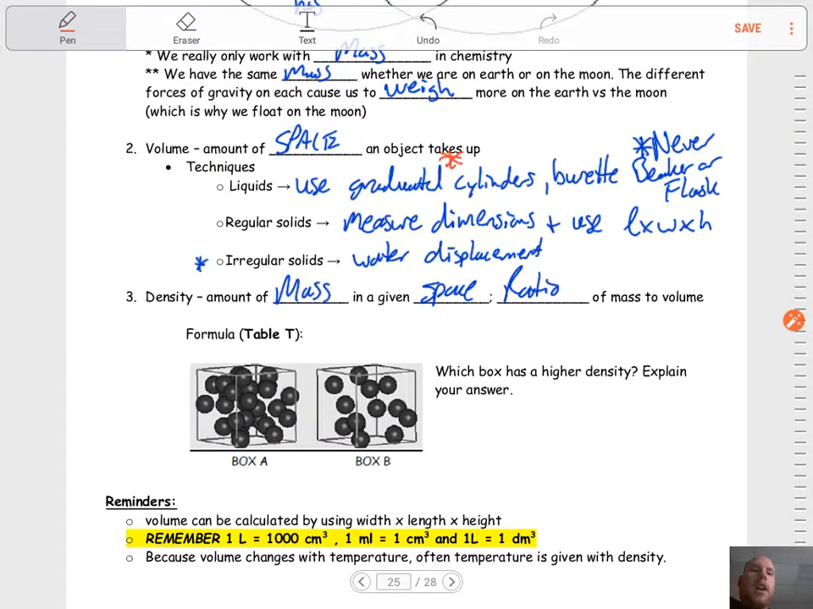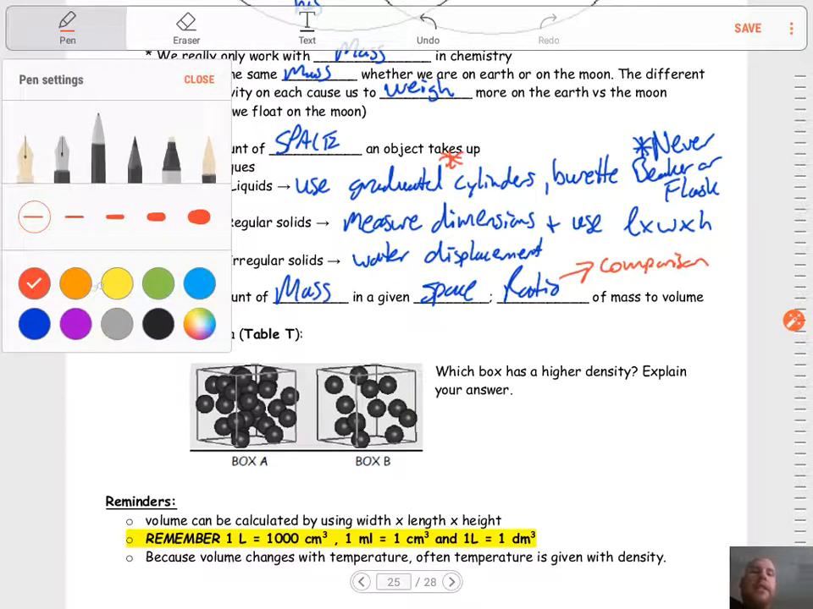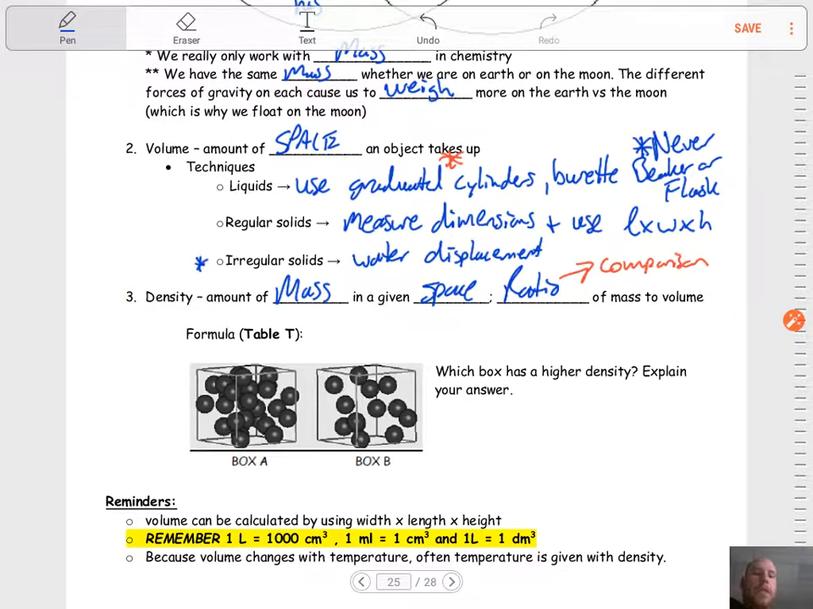This is something we're going to talk about, and we're going to use ratios all year long, guys. It's just a comparison. It's a comparison of mass to volume, okay? So table T gives it to you in your table. It defines it for you as well, so it's mass over V.